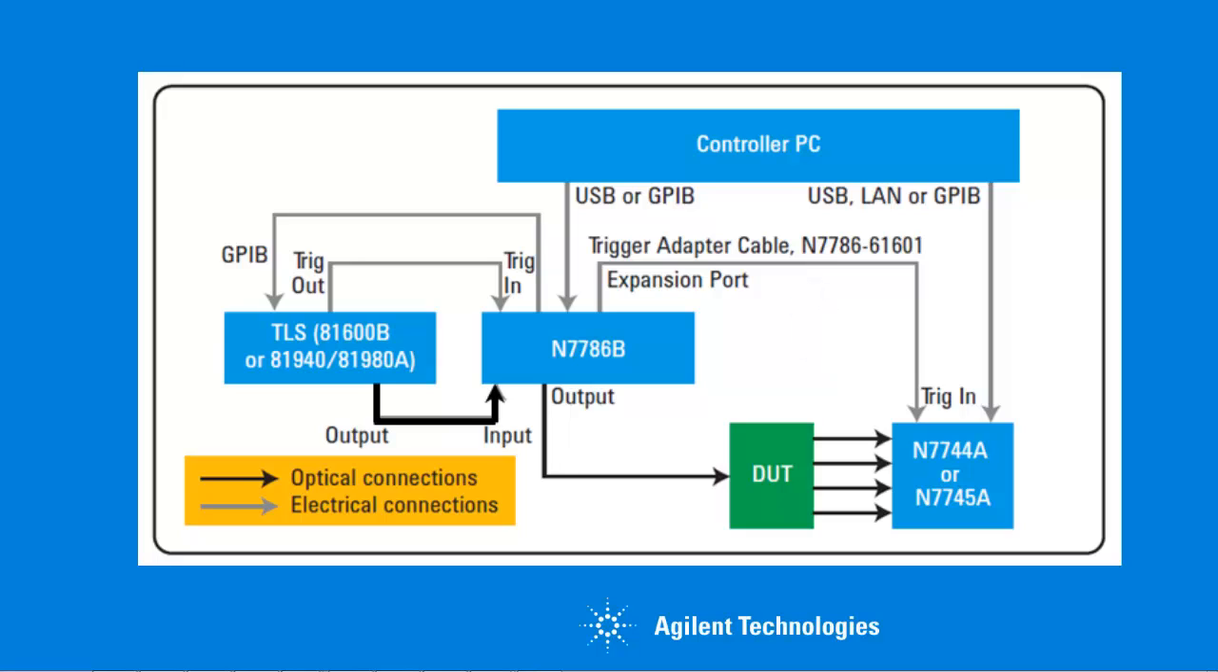This is a special cable that ships as part of the N7786B. All the other connections are optical. We have a connection from the tunable laser output to the input of the polarization synthesizer, and then the output of the synthesizer either goes through the device or is connected directly to the multiport power meter for reference measurement.